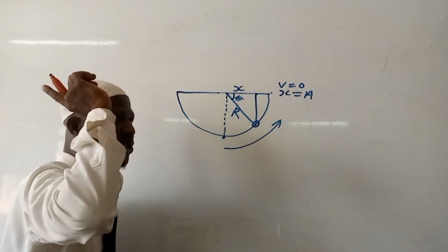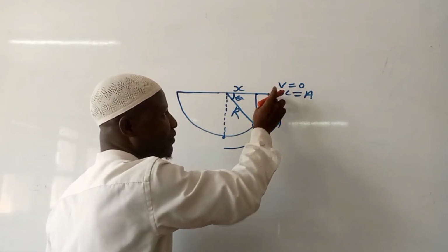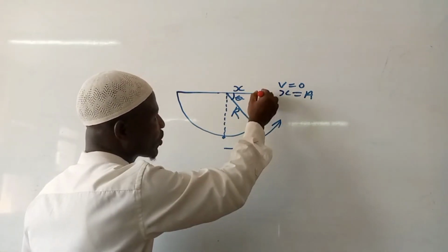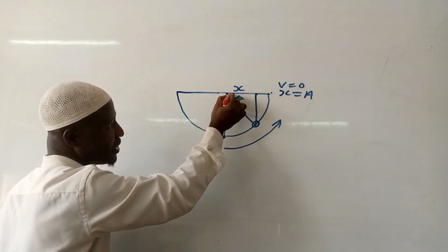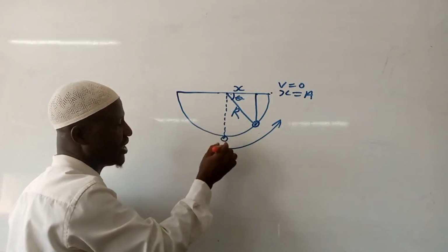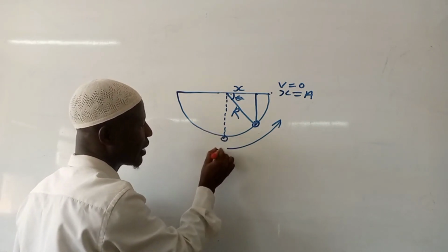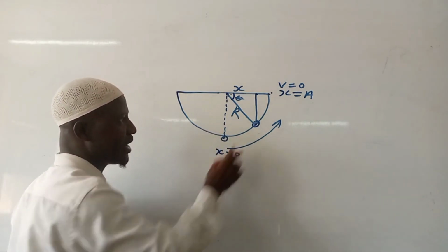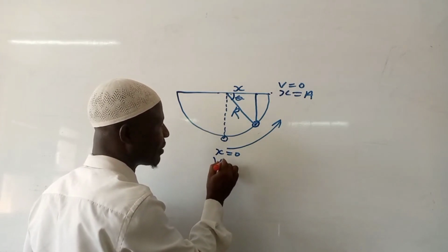Don't forget in our last video, that is part 1 of this topic. Then when the body is coming like this, x will be reducing until it gets to this place where x will become 0. So at this point, x is equal to 0. Then our v is what? Maximum.